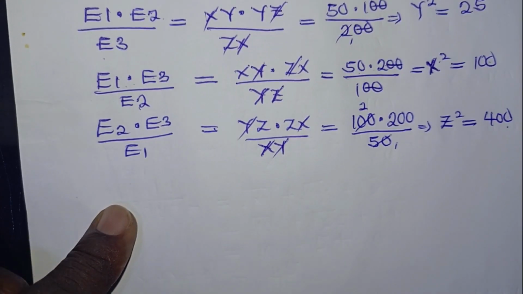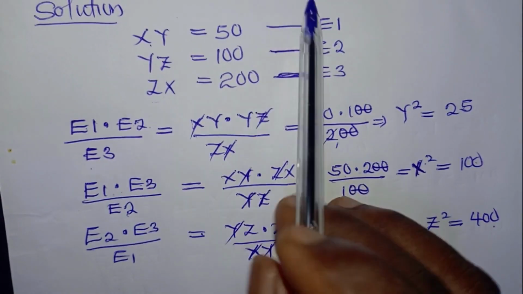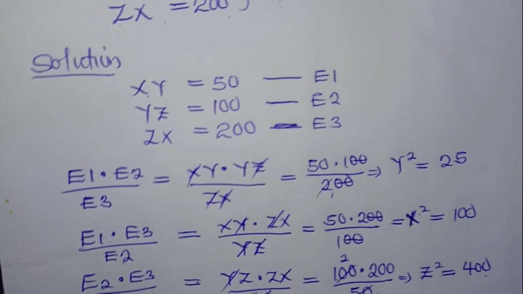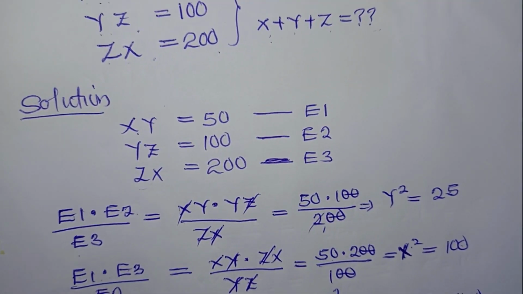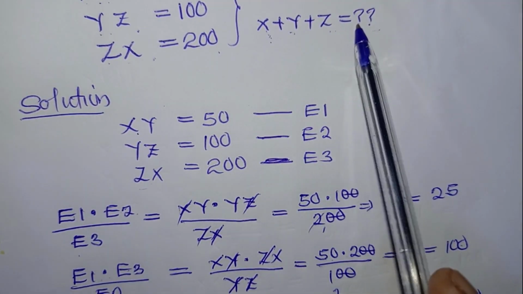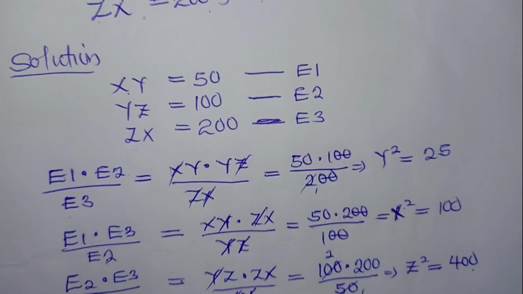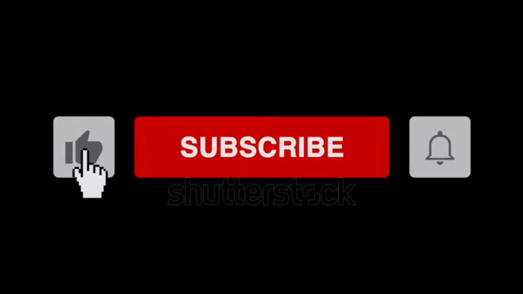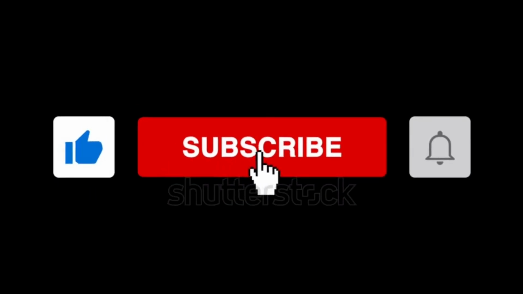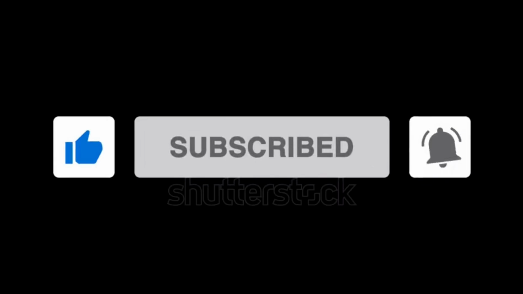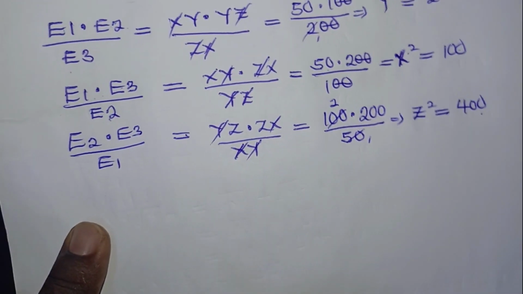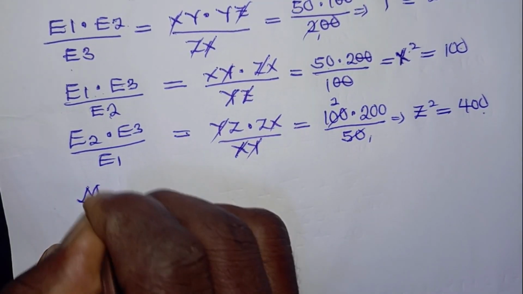So now let's get back to the question. We're asked to find x plus y plus z. So we have two methods. So let's look at method 1.